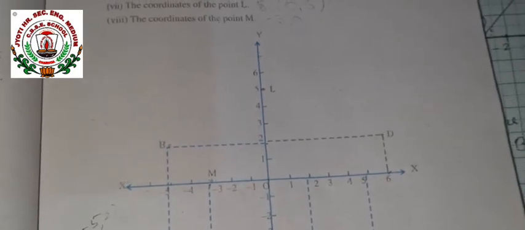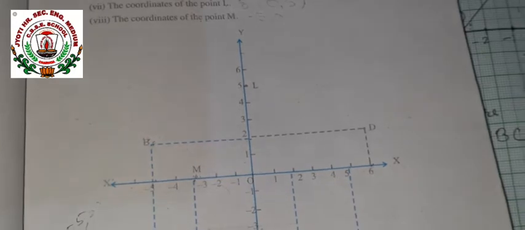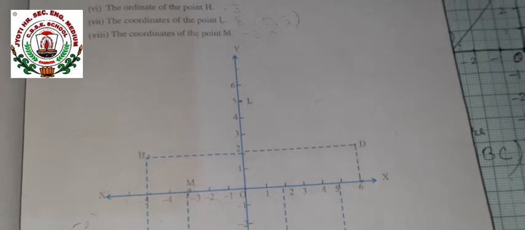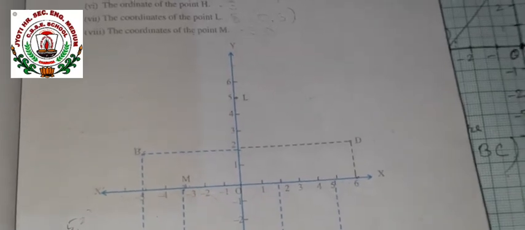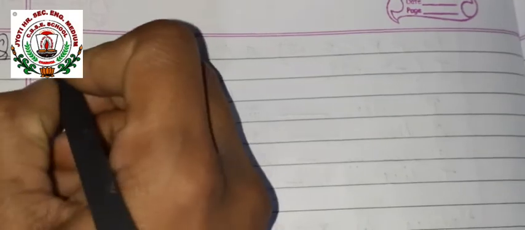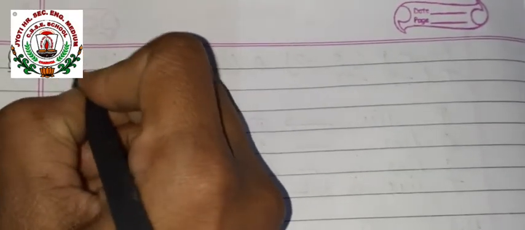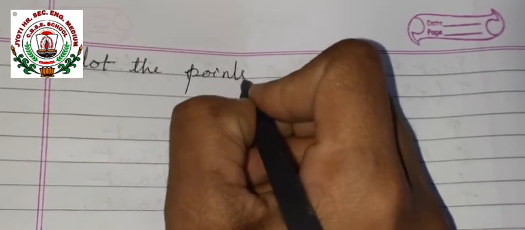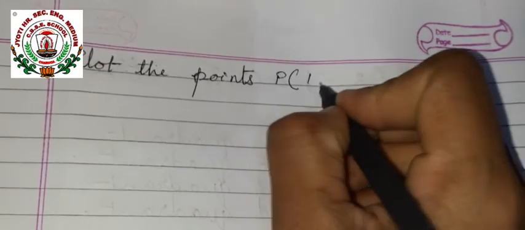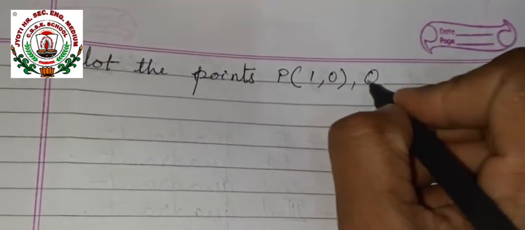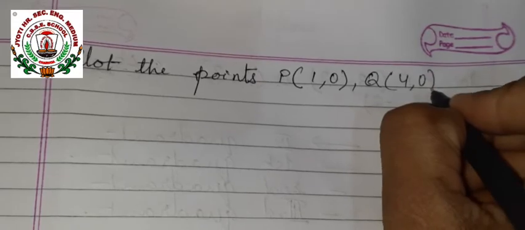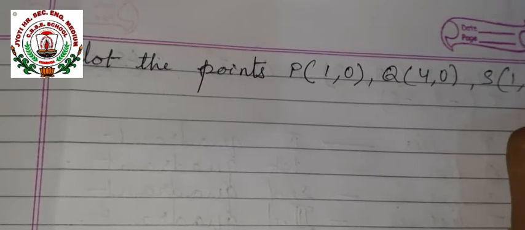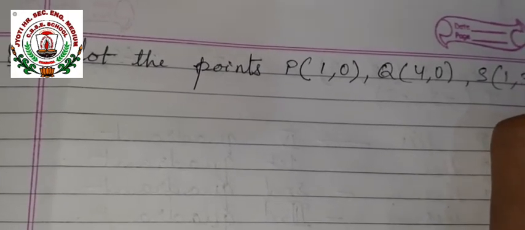Okay, same way one more question I am going to give you. Plot these points in a graph and find the perimeter of the figure. Okay, the question goes like this. Now let us take a question. Okay, question is, plot the points P (1, 0), Q (4, 0), then S (1, 3). Okay.